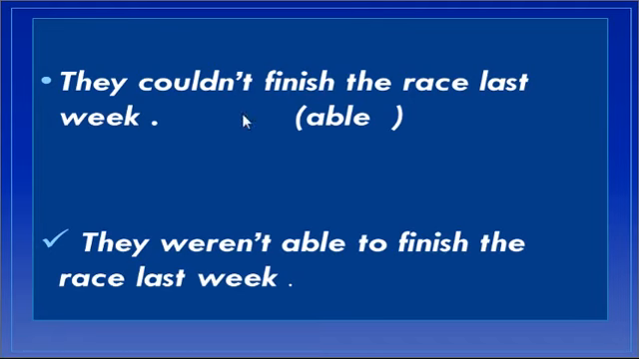They couldn't finish the race last week. Here he wants you to use able. Excellent. I will use able. Before it, what should I put after they, was or were? Were. Excellent. So they were, and here it is negative, so we put the negative: they weren't able, followed by to plus the infinitive. So the sentence is: they weren't able to finish the race last week. Excellent.